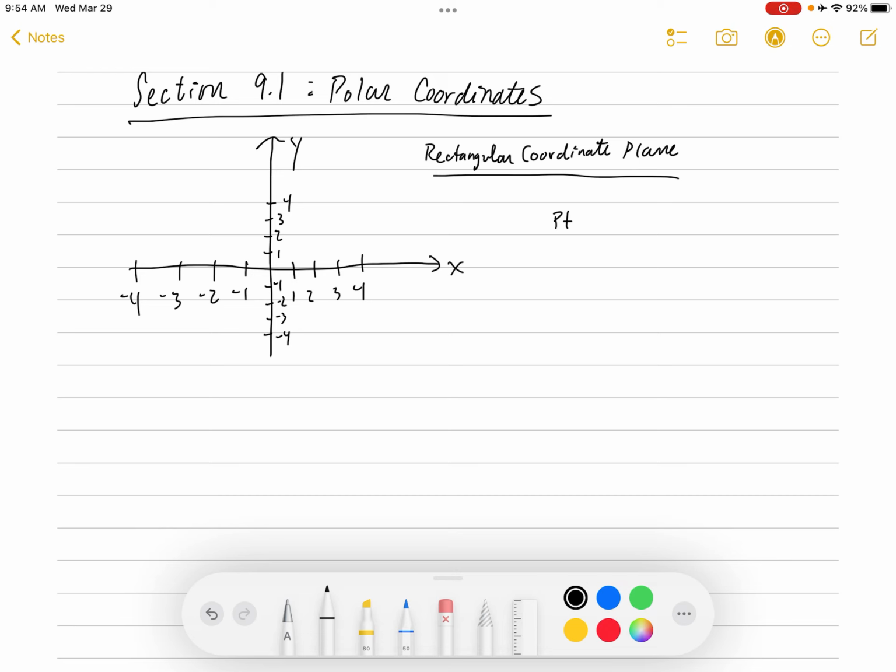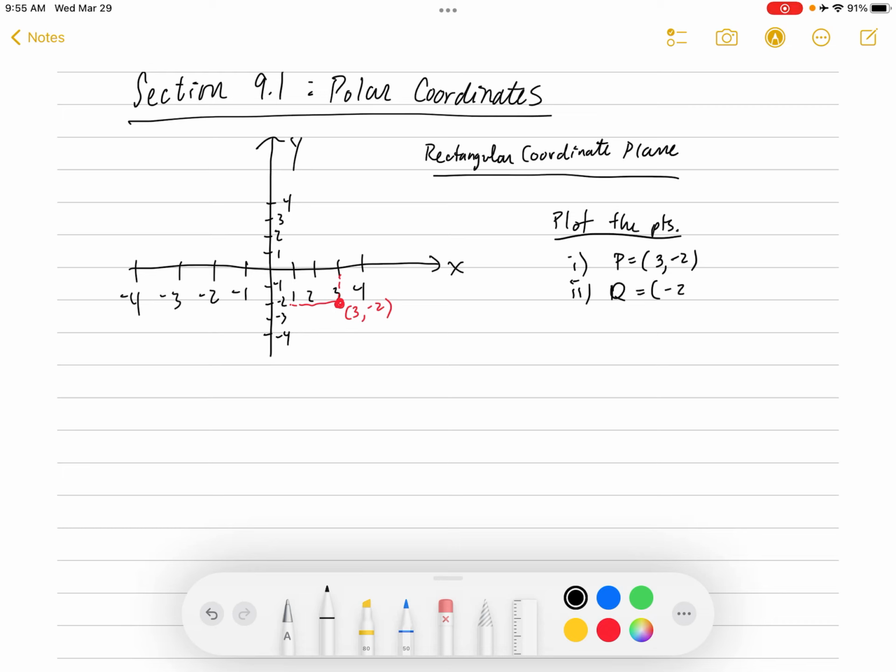The rectangular coordinate plane. So for example, if I wanted to plot the point like 3, -2, say I find 3 on the x and -2 on the y, and boom, that would be 3, -2. 3 on the x and -2 on the y. I'd be right here at this point, right? 3, -2.